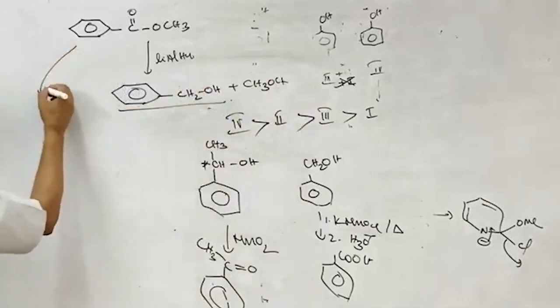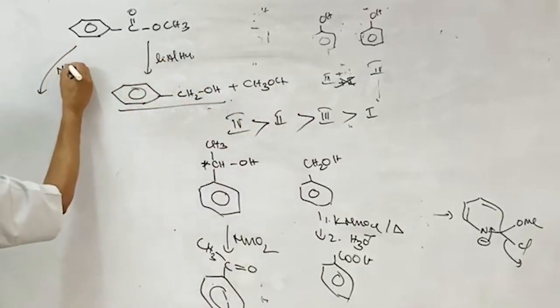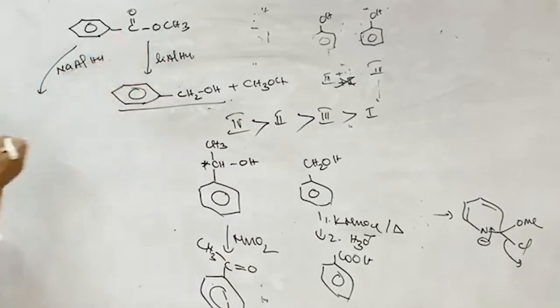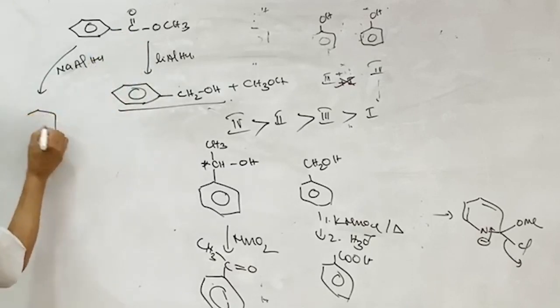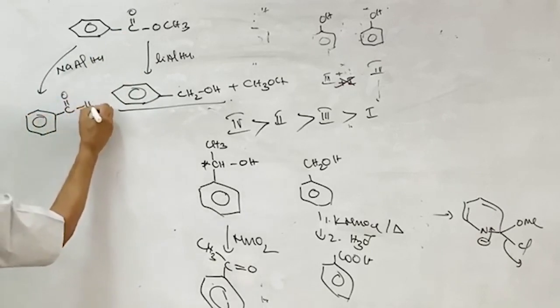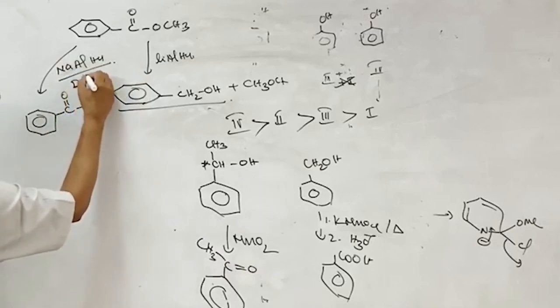The same thing if it is treated with the sodium, this is the counter ionic change. Sodium aluminium hydride is a little milder reducing agent, that is, it is converted to the aldehyde. This is converted to the aldehyde. You have to remember, this is equivalent to the DIBAL-H.